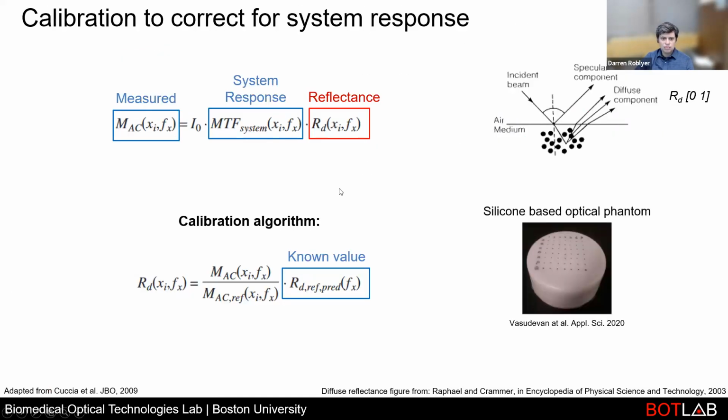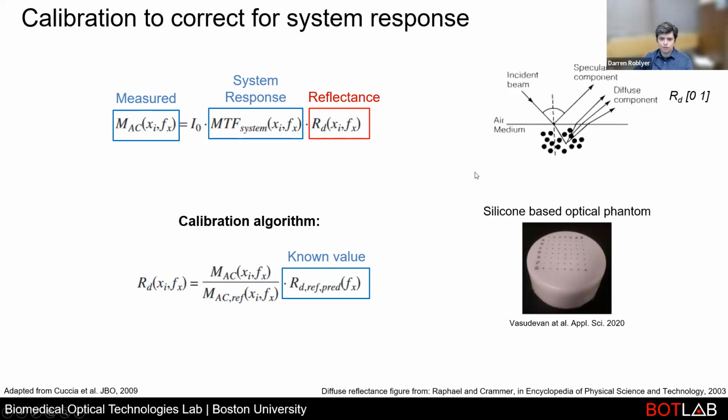So what we want to get at is the diffuse reflectance. What we've measured is MAC, or in the case of DC, MDC. Now we have to deal with the fact that there's a system response. There's a modulation transfer function of the device itself. So the diffuse reflectance is going to be a function of that system response and the initial illumination. And just a reminder, diffuse reflectance again scales between 0 and 1.